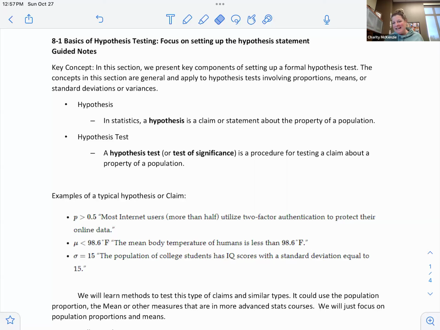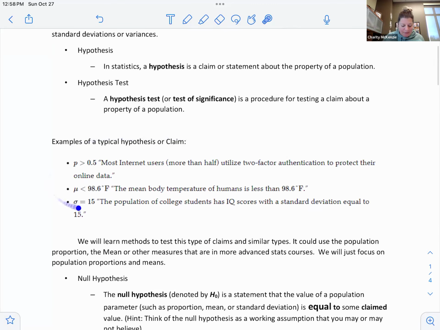Today, we're just going to focus on setting it up because it can be confusing. So I kind of go through the definitions. What is a hypothesis, right? A hypothesis is just a statement. And a hypothesis test is a full procedure where we test a claim about something in our big population. So we're testing the claim that 3% of people died from COVID, or testing the claim that most people pass my stats class online. Okay, things like that. So I wrote some examples of different claims.